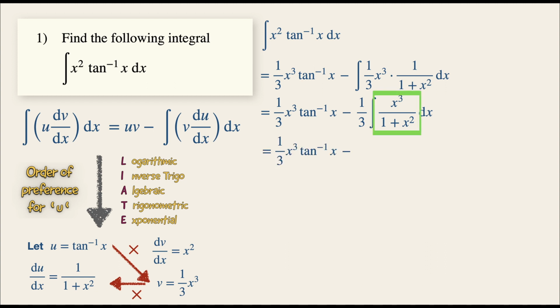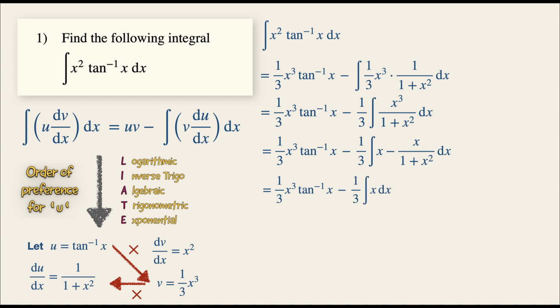Now this term over here is actually an improper fraction, so what we can do is to use long division to take x cubed divided by x squared plus 1, which gives us x minus x over 1 plus x squared dx. Now it gets a little bit tricky over here, but in order to simplify things, what I'll do is to write minus 1/3 the integral of x dx plus 1/3 the integral of x over 1 plus x squared dx.